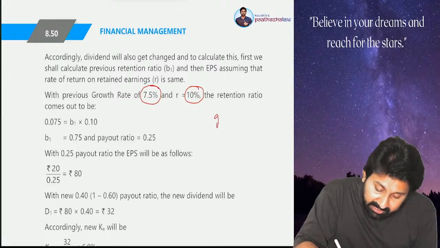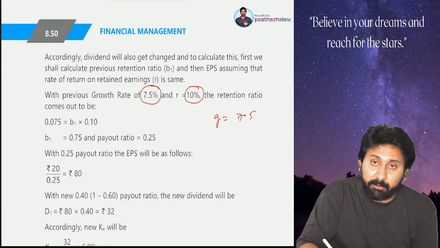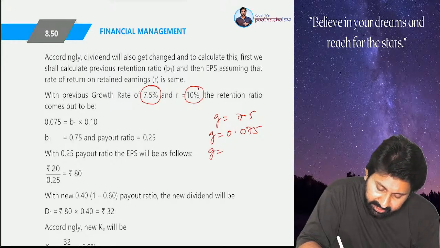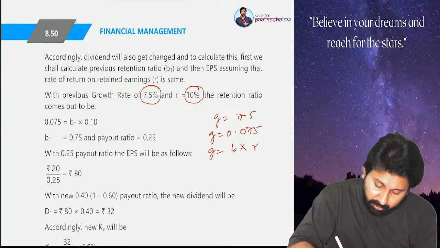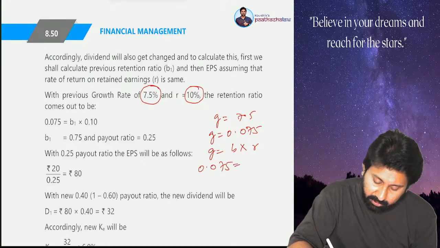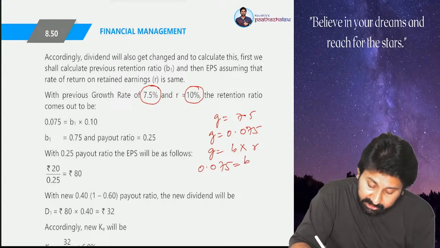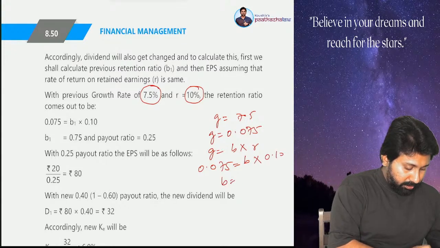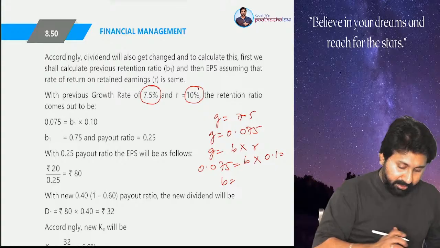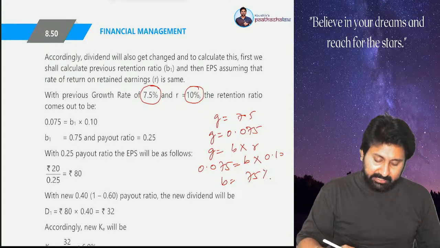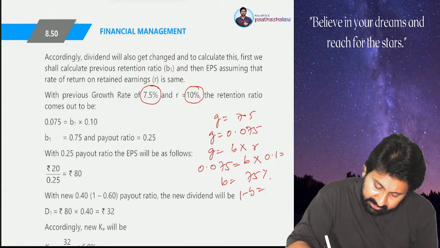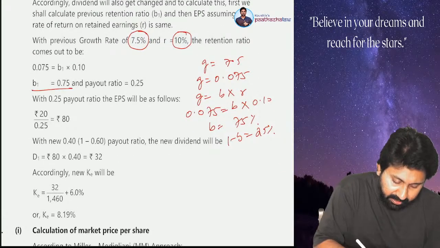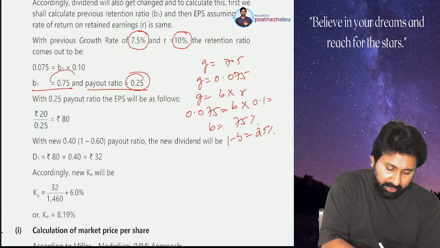Okay. Previously, growth is 7.5. 7.5 means G equal to 0.075. G equal to B into R. Okay, B into R. So 0.075 equal to previously what is the retention? We don't know. Into R 0.1. B equal to 0.075 divided by 0.1. How much? 75%. So 1 minus B is how much? 25. So B is 0.75 and payout 0.25.